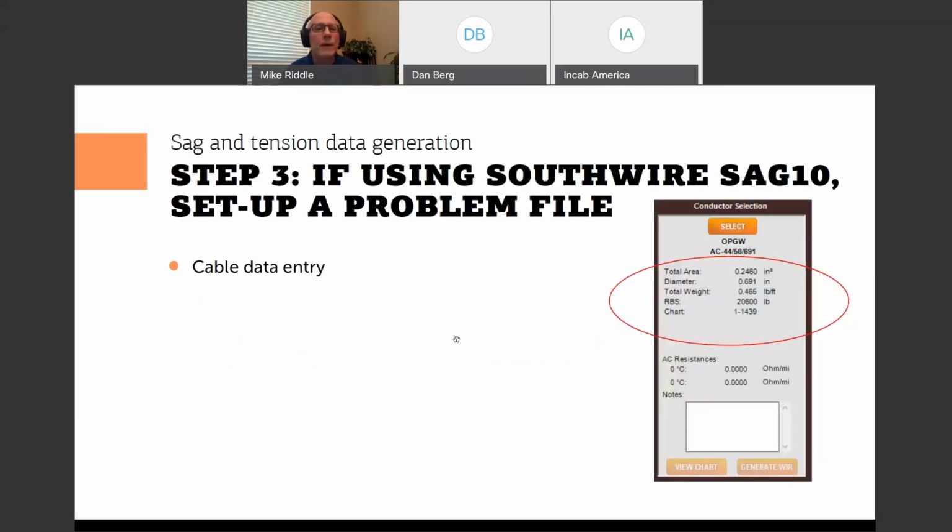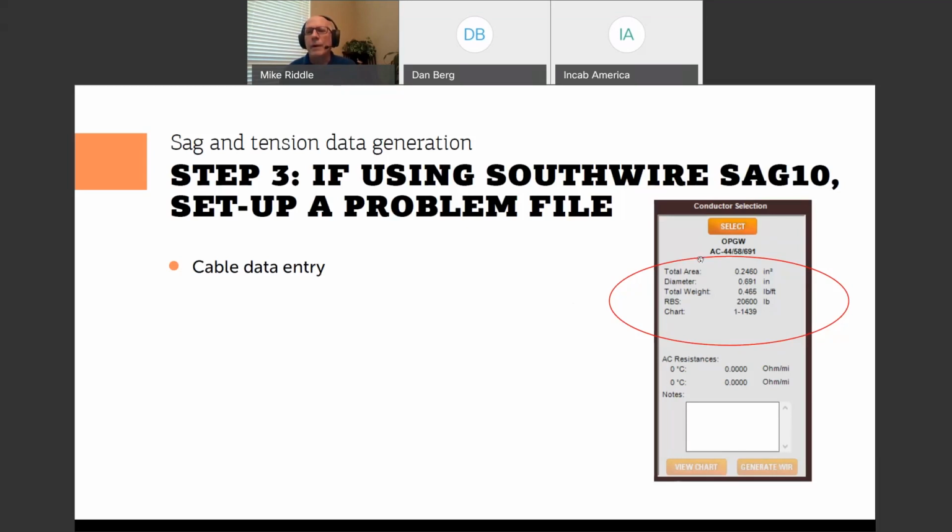Switching over to the Southwire SAG-10 program, you set up a problem file, but as I say, a little bit differently. First, you start with the cable data entry. The biggest difference is that the Southwire SAG-10 program separates the cable data from the chart data, whereas in PLS CAD and the wire files, everything is in one file. So in Southwire, you have to go and edit the cable data.